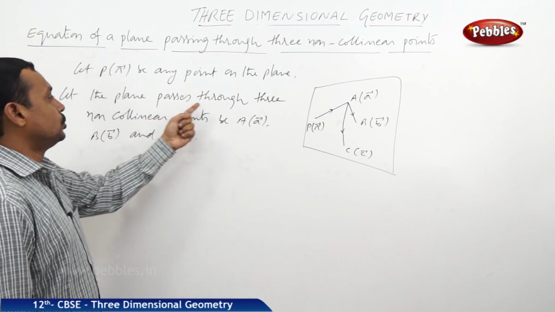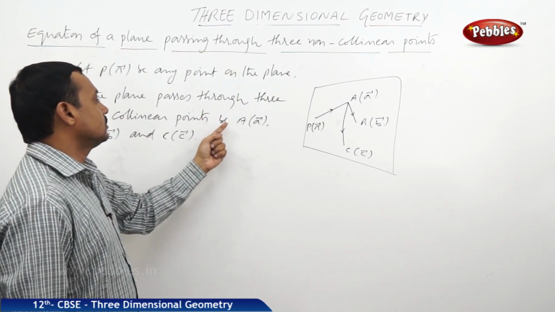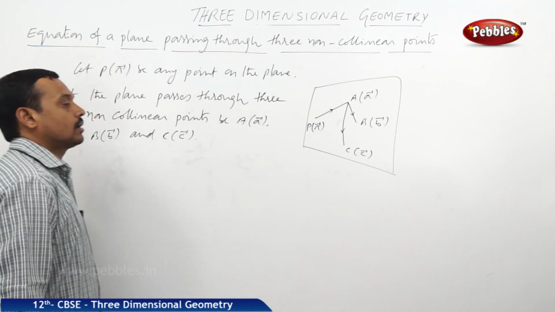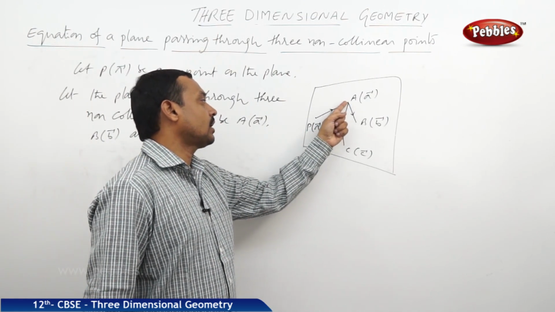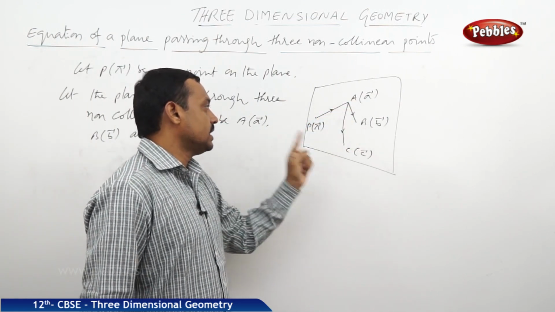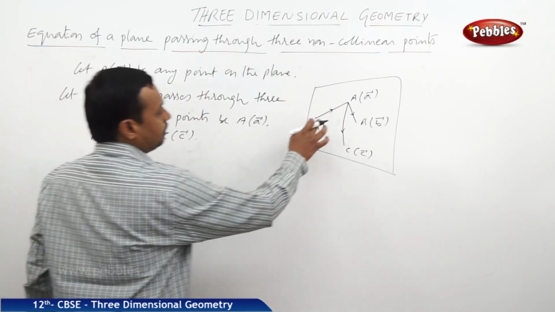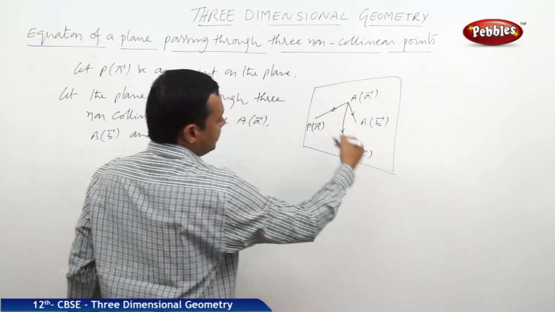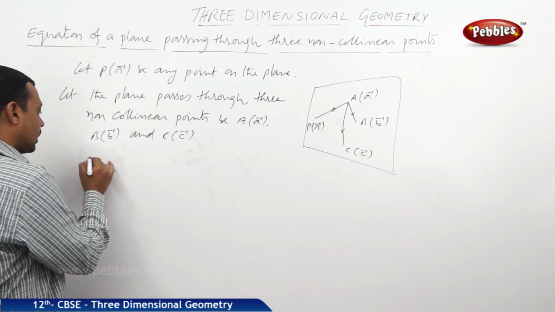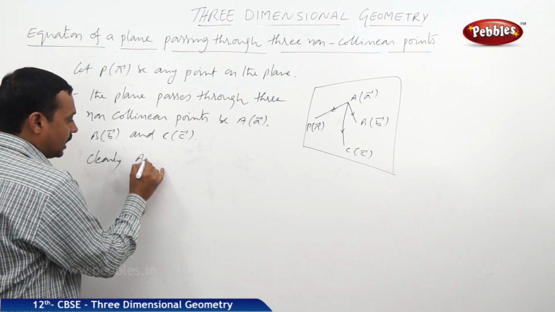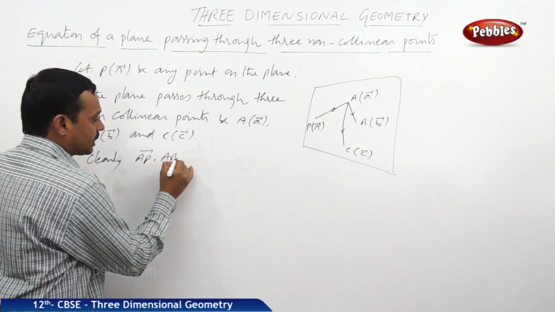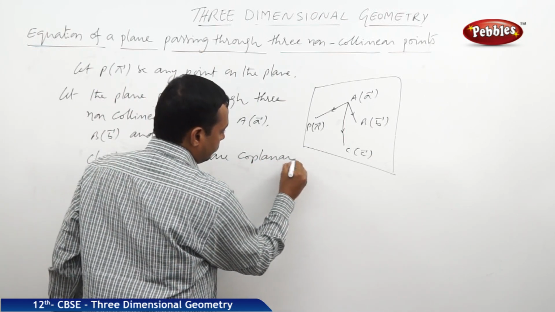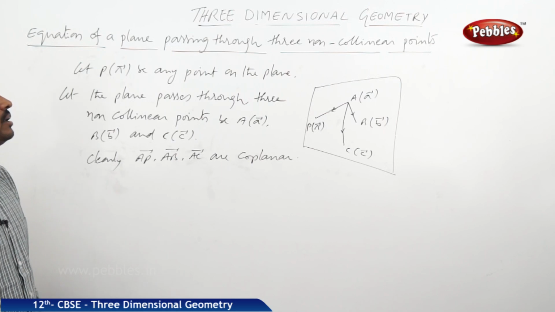Let the plane pass through three non-collinear points A with position vector A bar, B with position vector B bar, and C with position vector C bar. Now here we can define three vectors AP, AB, AC. Clearly, the vectors AP, AB, AC are coplanar. The three vectors lie on the same plane.